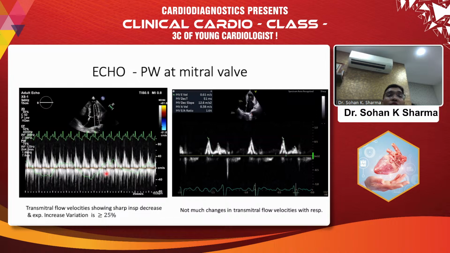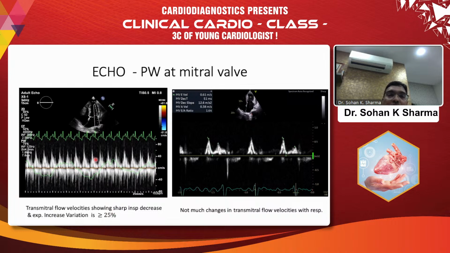So transmitral flow velocities show a sharp inspiratory decrease and expiratory increase on the left side of the heart. That is, if it is more than 25% on the left side, or more than 35 to 40% on the right side.